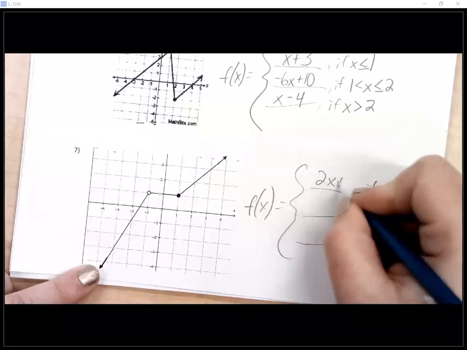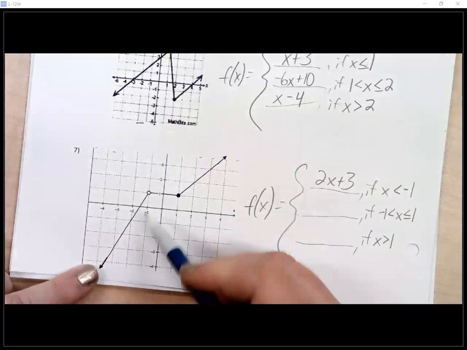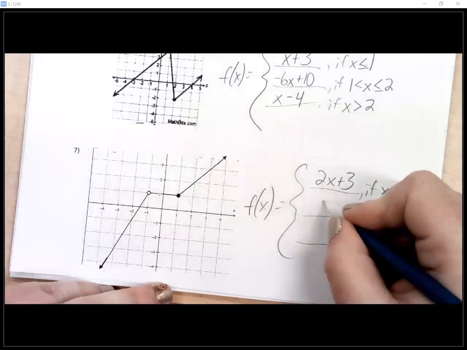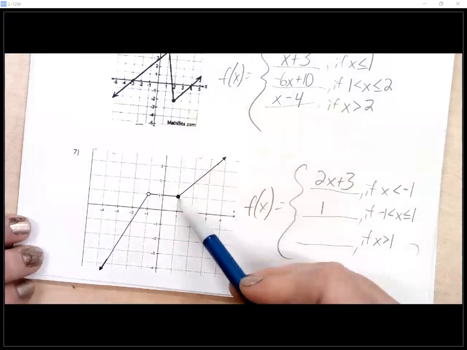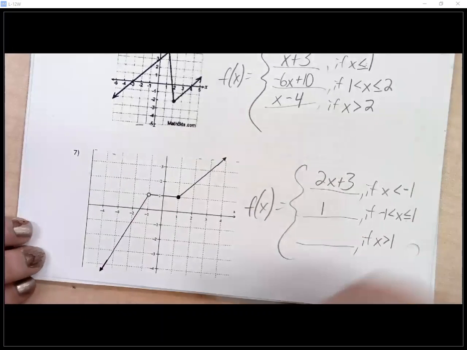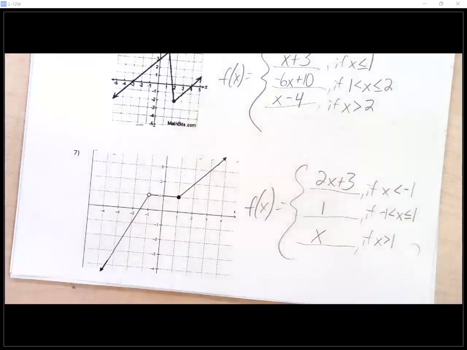Slope is 2. If I kept that line going, it would hit at 3. Where's the middle one? 1. And then this one, oh, another nice one. Where's that? Just x, right? Is that what hit at the origin? Is that so bad? Nah.